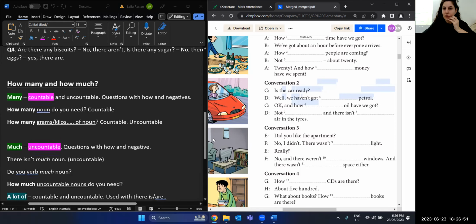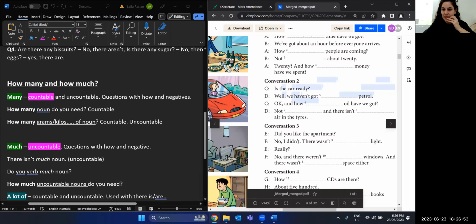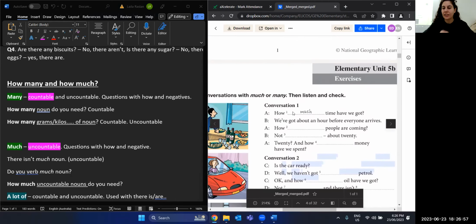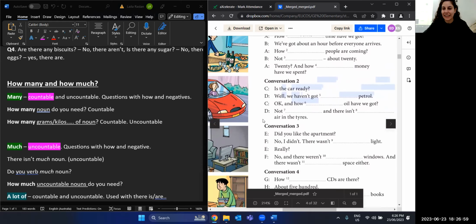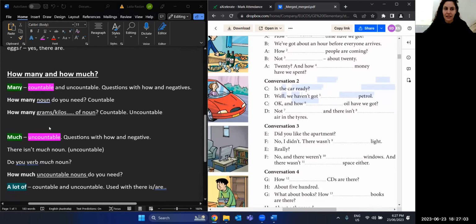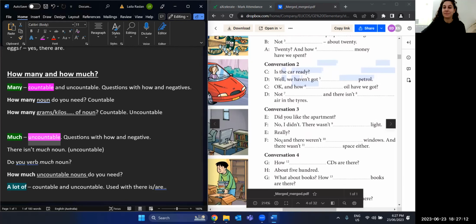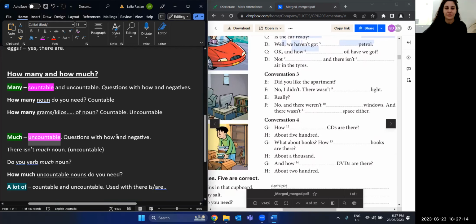Do we have to use any here? There isn't any air in the tire. Much or many? Okay, so we could say there isn't any air, but because we have to use much or many, air is uncountable and there isn't much air. Good. E, conversation 3.